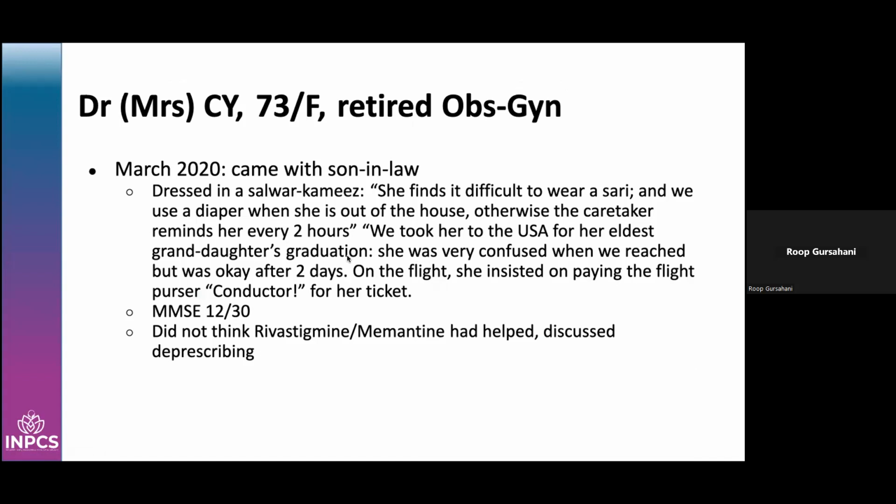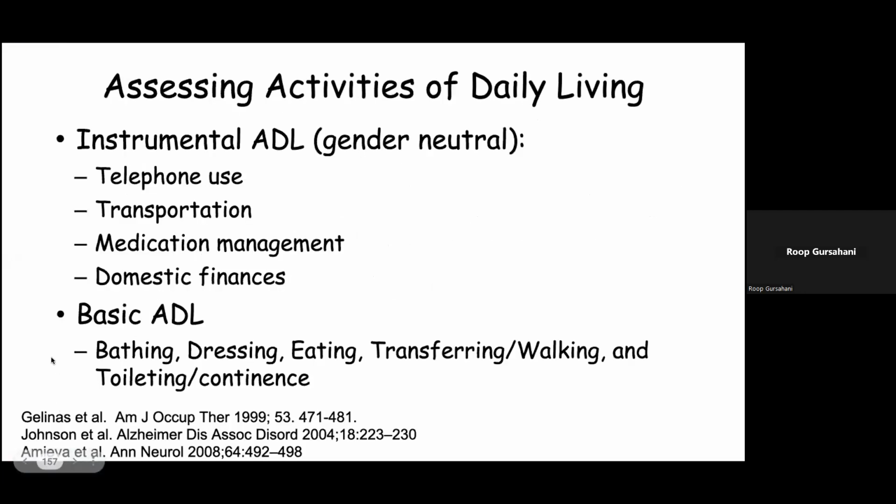They took her to the USA, but she was very confused. In fact, on the flight, she insisted on paying the conductor for her ticket. And the family thought that the rivastigmine, the medications we had given, had not really helped. So we were considering deprescribing.